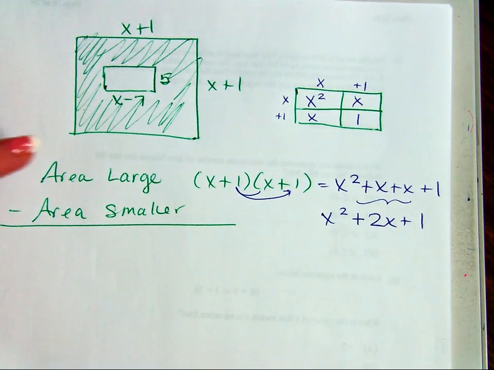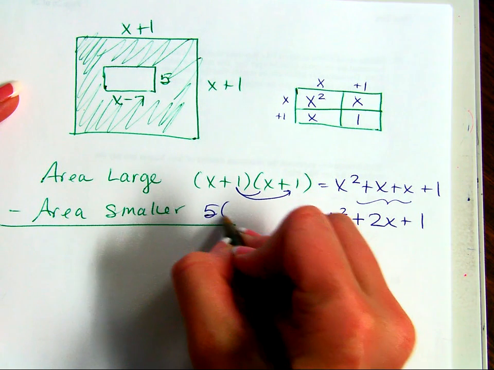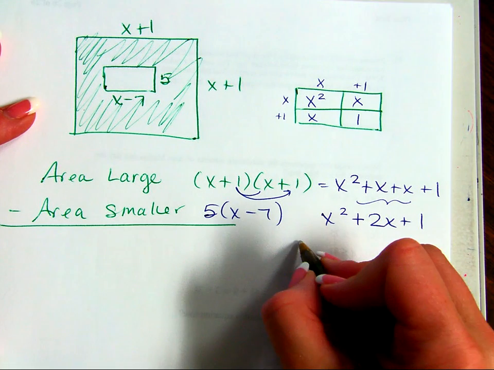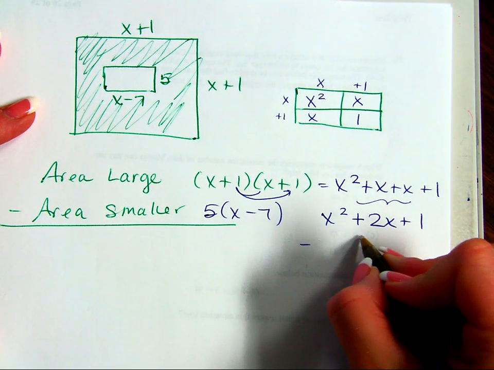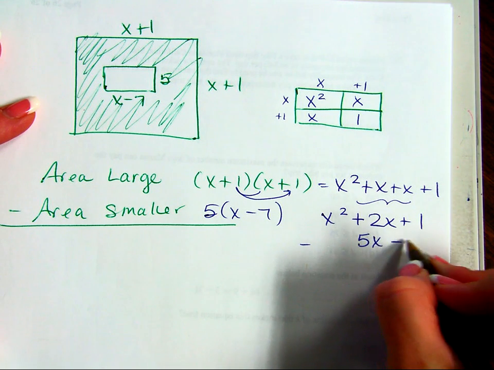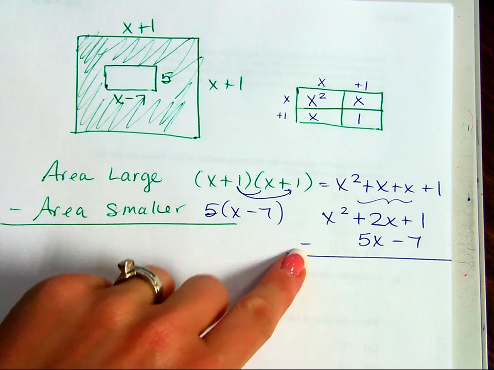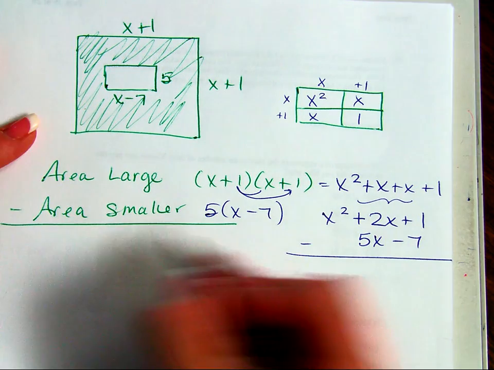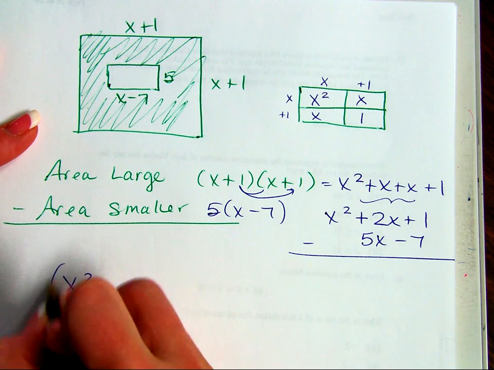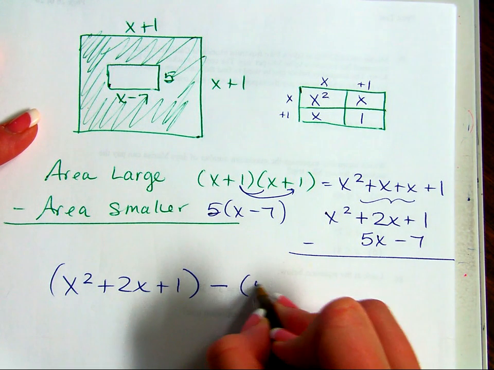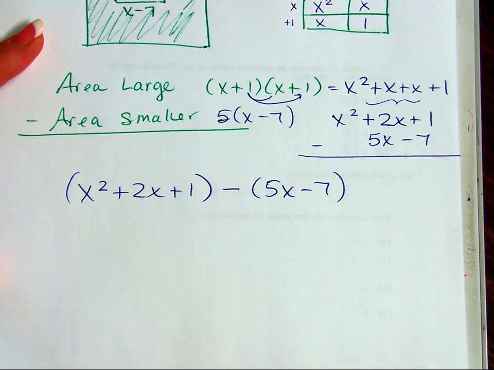Now we find the area of the smaller, which is a little easier. No foiling necessary, because you're just distributing a 5. And that's giving you 5x minus 7. Now, technically, this is why it's a little tricky to do it this way. What I would do from here is take it and do the x squared plus 2x plus 1 and subtract your 5x minus 7, because what do you have to remember to do?